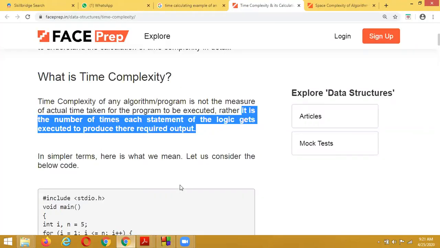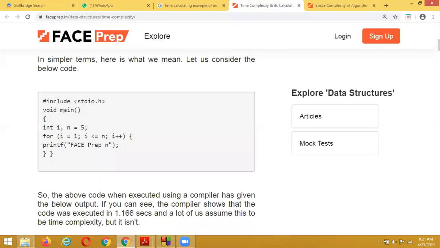And here we have one simple program. Inside this simple program we have two variables, int i and n equal to 5. And here we have one for loop. For how many times is this for loop going to execute this printf statement, the output statement? It is 1 to n times, i less than or equal to n.